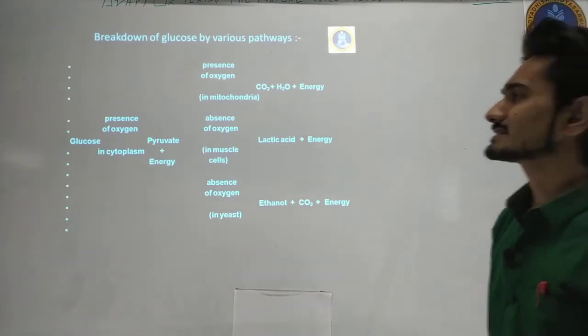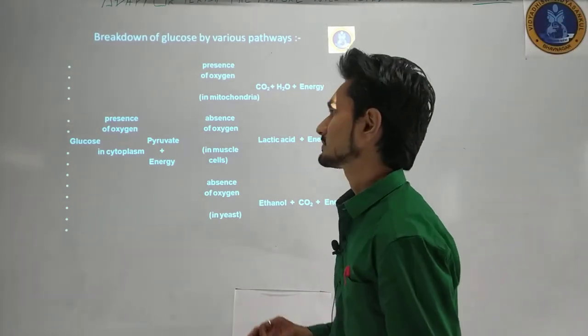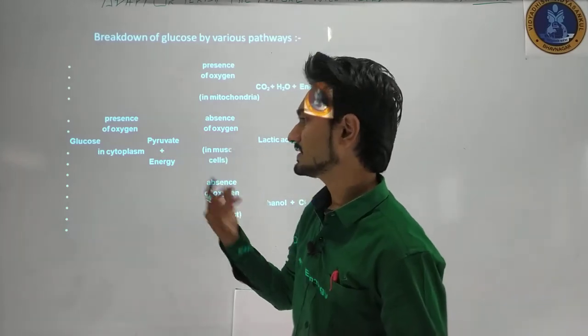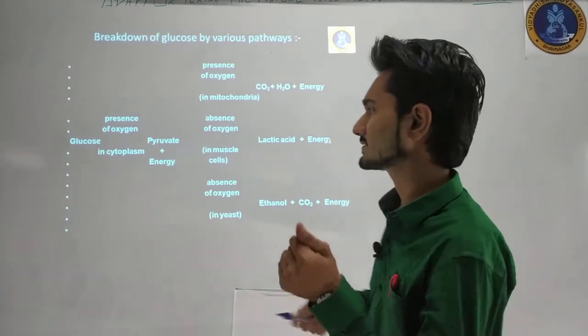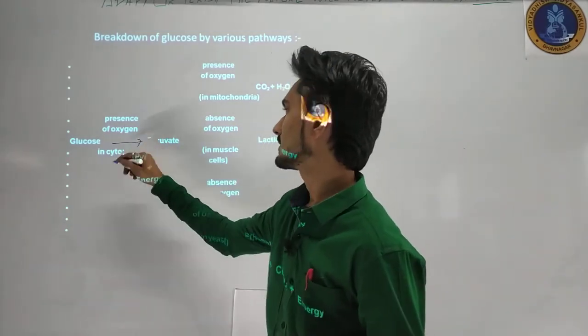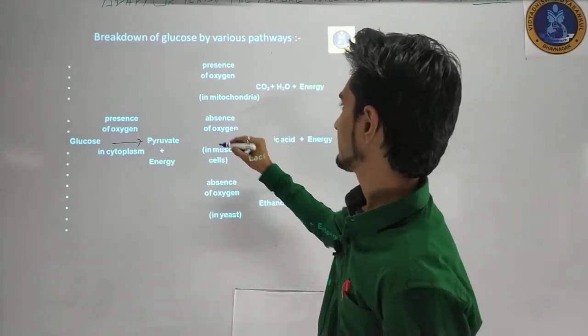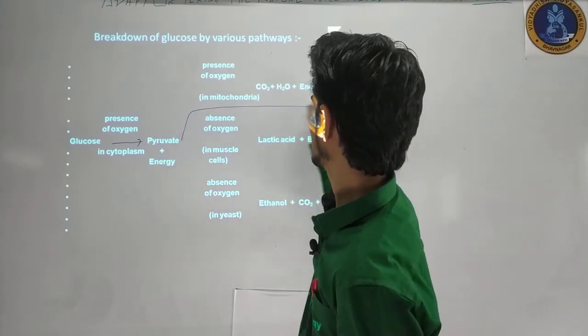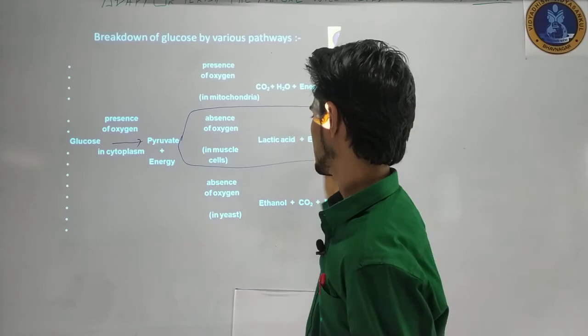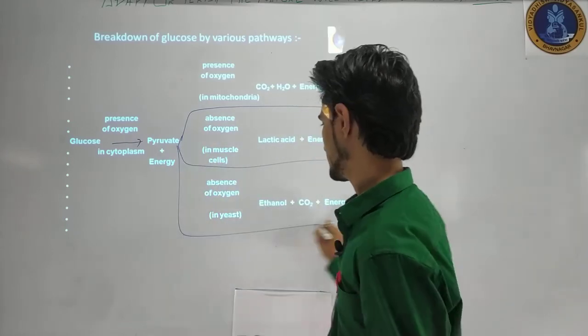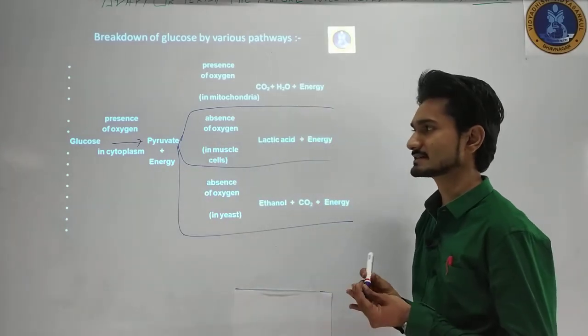So these are the breakdowns of glucose by various pathways. See, some of the lines are missing, but we have already finished that, so I will just draw the lines so that you can understand it very well. Okay, these are the three missing lines.